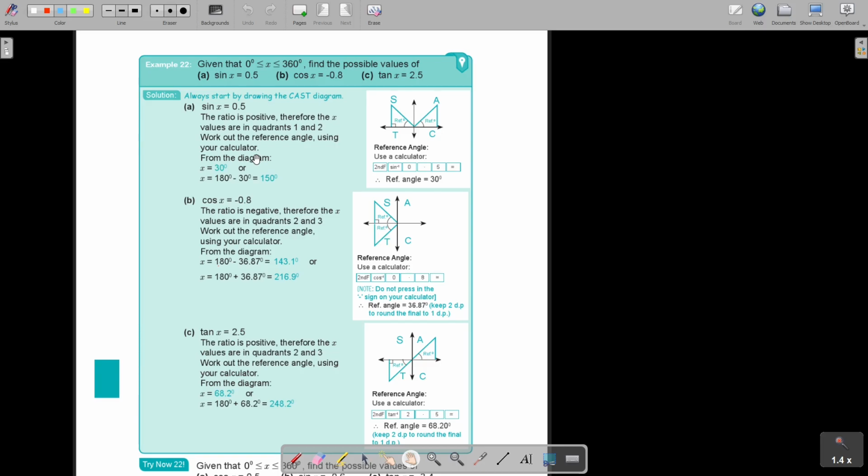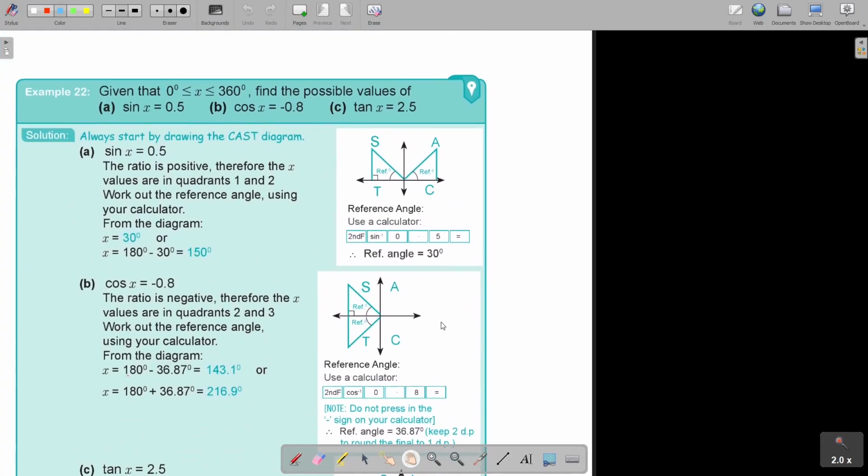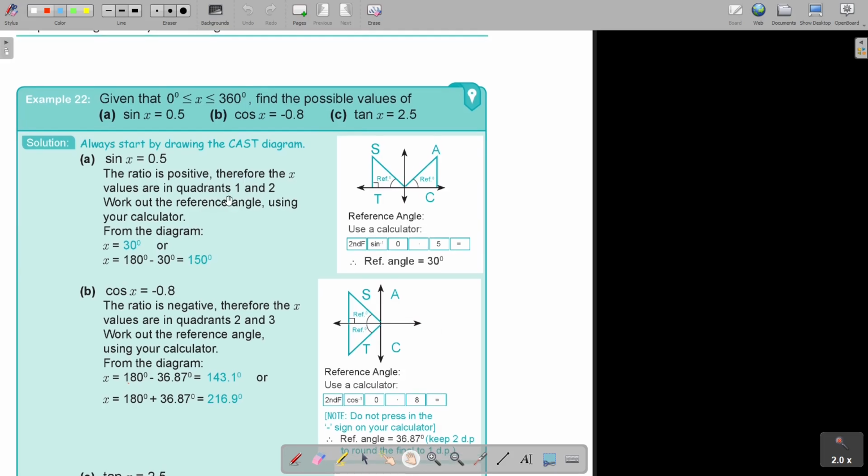So let's look at the first example. Now, it's a trig equation, and we're going to solve that. Now, the problem is, if you press this on your calculator, you will just get one value. And there are 2 values. Why? And I think I showed you this also.